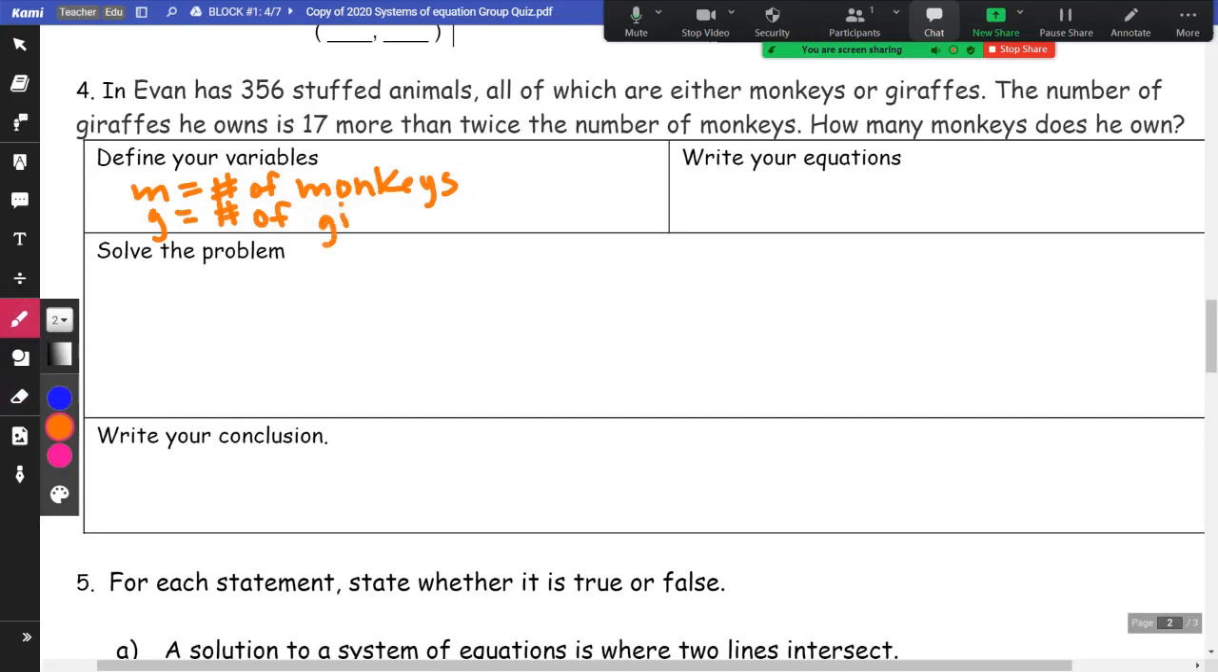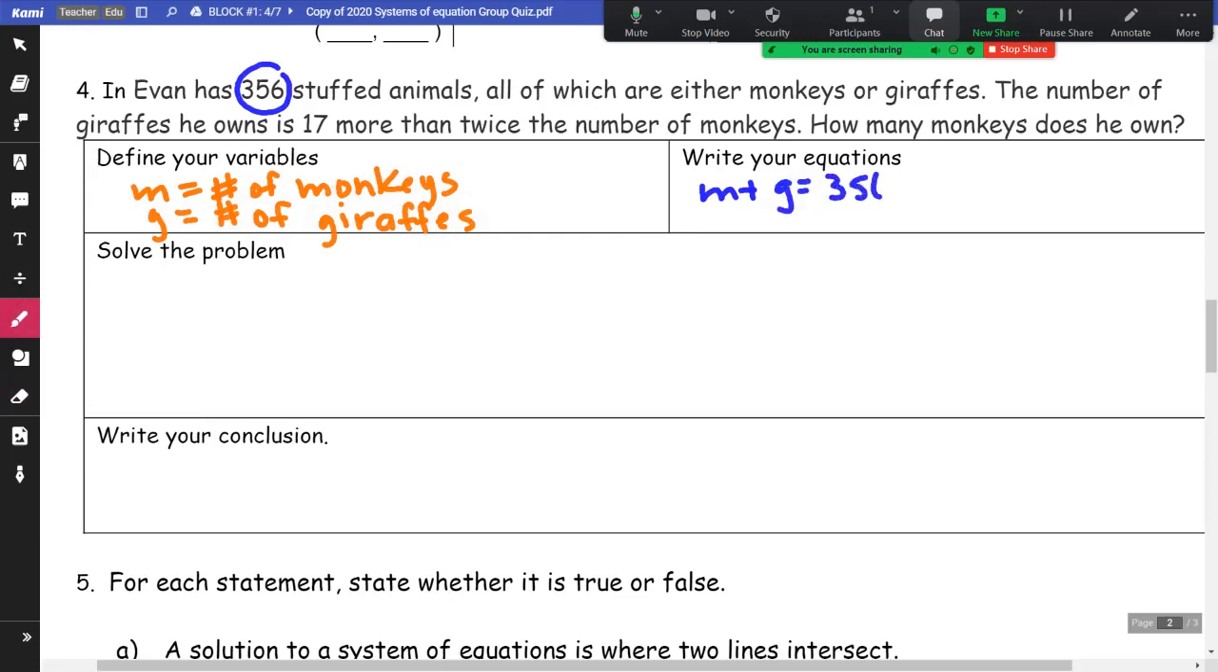And then we're going to write two equations. And so my first equation, I'm going to deal with this 356 stuffed animals. So I'm going to go M plus G equals 356.